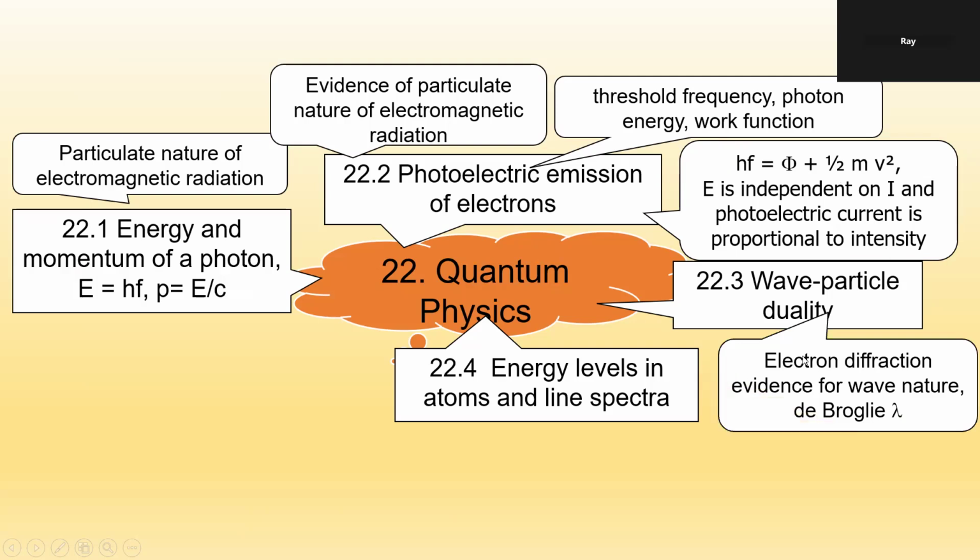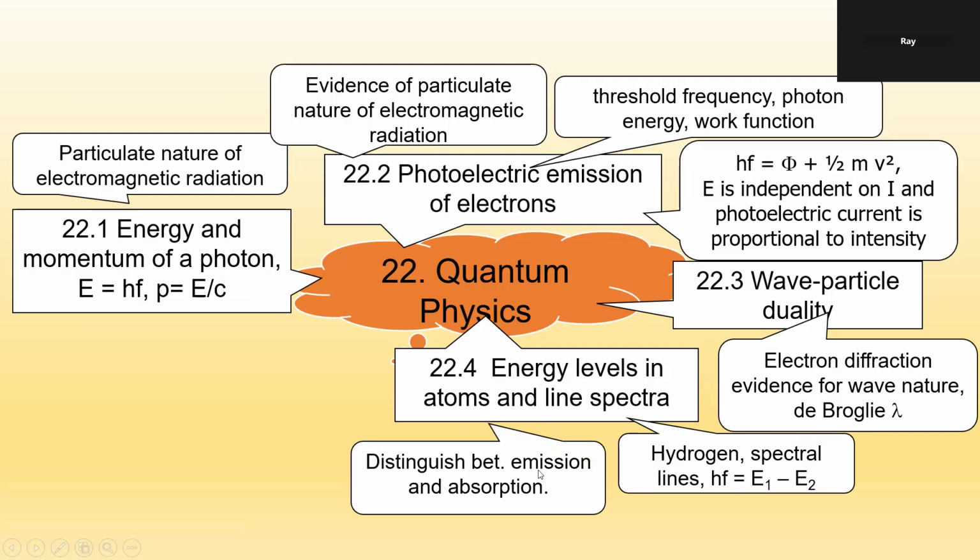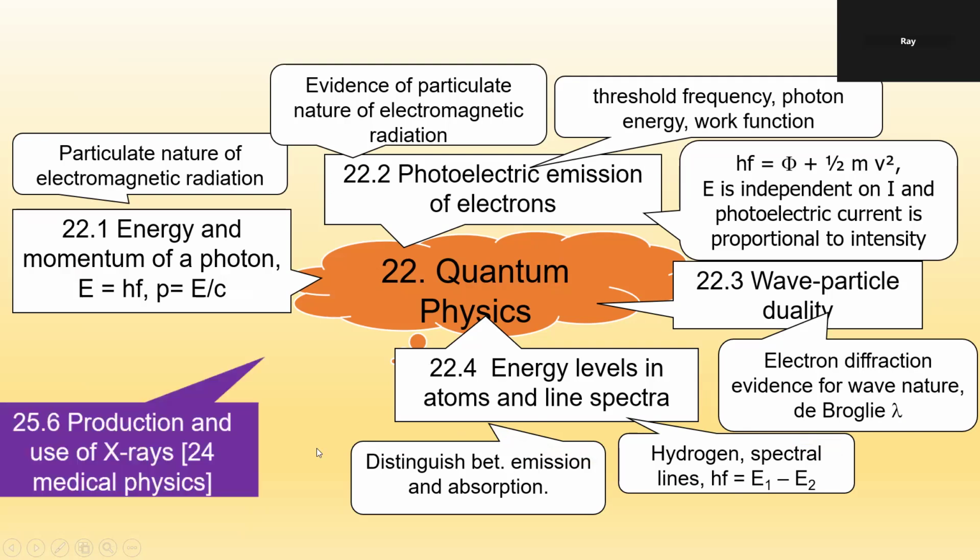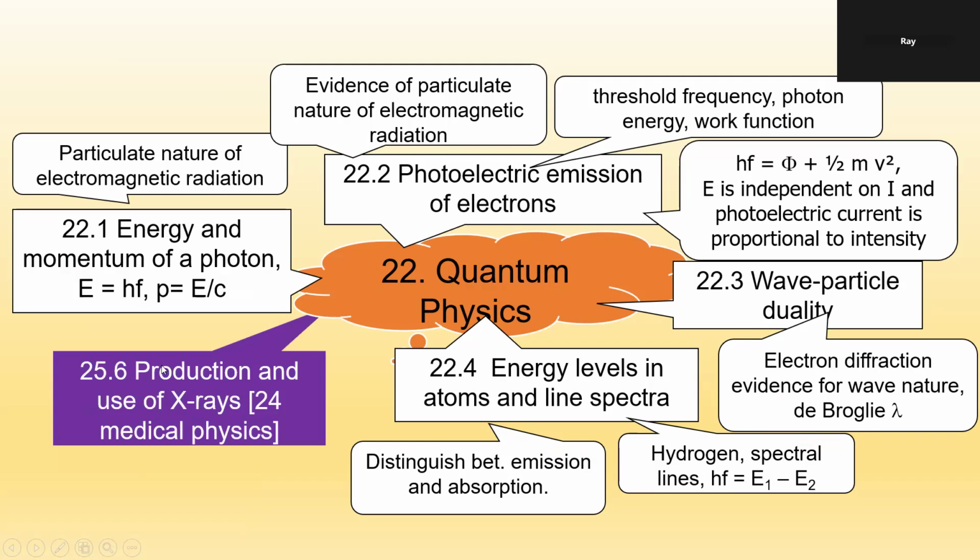Under wave particle duality, we are going to cover electron diffraction, evidence for wave nature, and the de Broglie wavelength. Under energy levels in atoms and line spectra, we are going to look at hydrogen spectra, especially know how to use this formula, distinguish between emission and absorption spectra. Production of X-ray used to be this topic, used to be 25.6, but now it's changed to medical physics since 222.